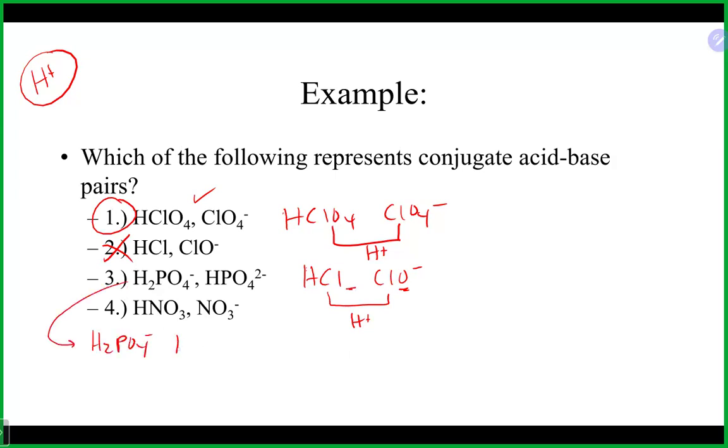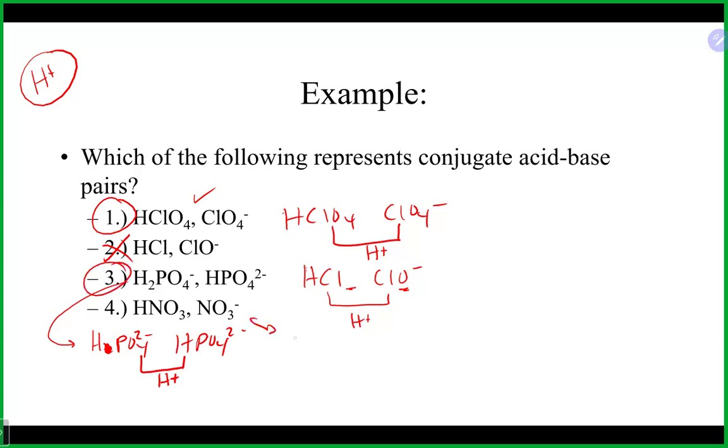We take a look here. H2PO4 minus and HPO4 2 minus. The difference here is 1 H plus. So when we get rid of the H, we're left with just 1 H on the left. And remember that when you lose a positive, you become one more negative. So that -1 becomes a -2, and they are related to each other. So again, that positive charge does change the charges on other things when they are gained and lost.